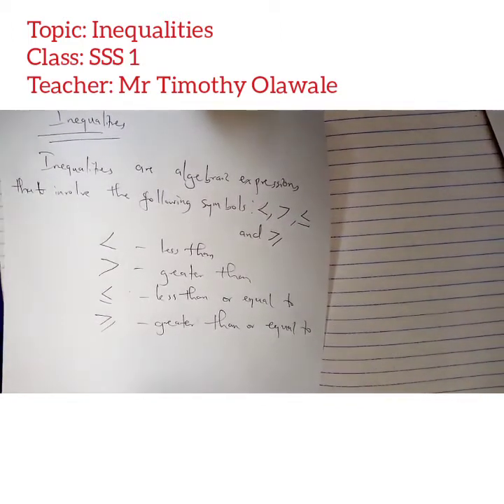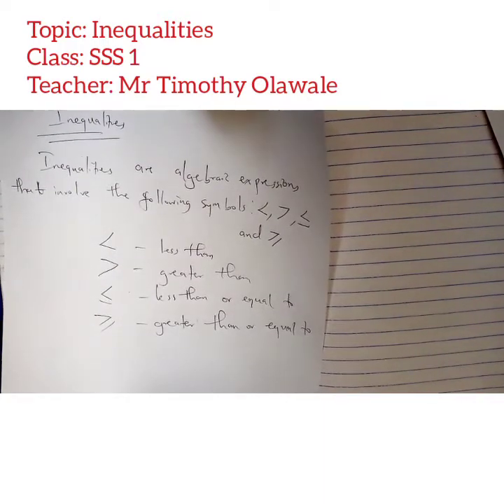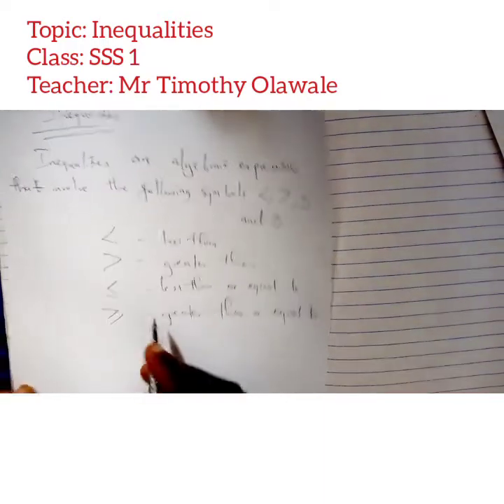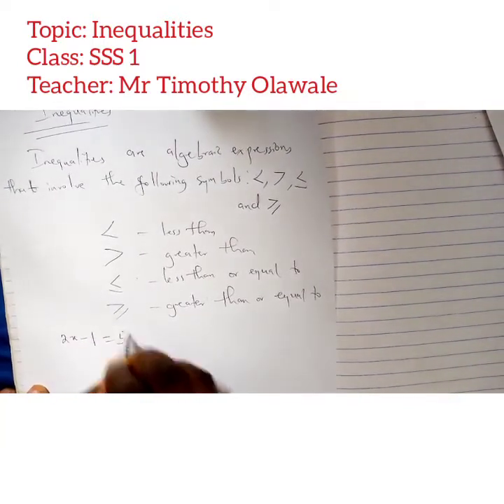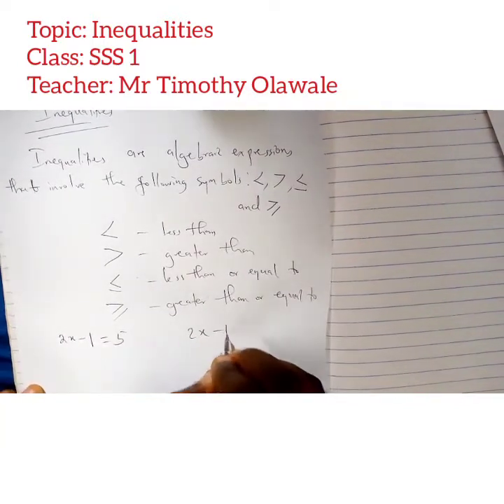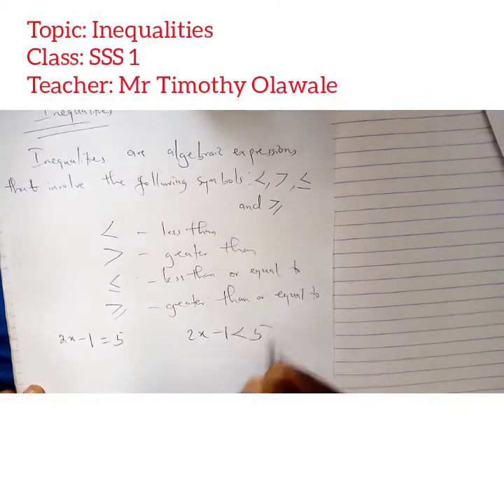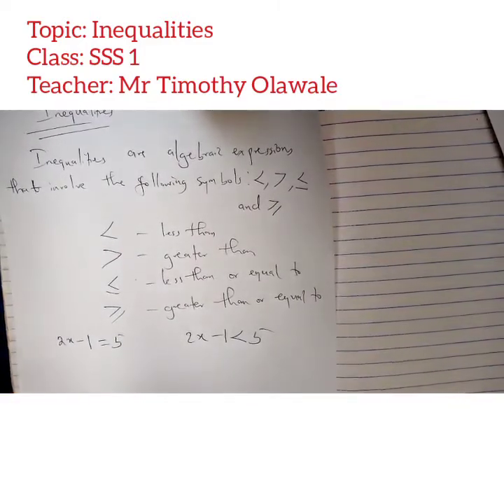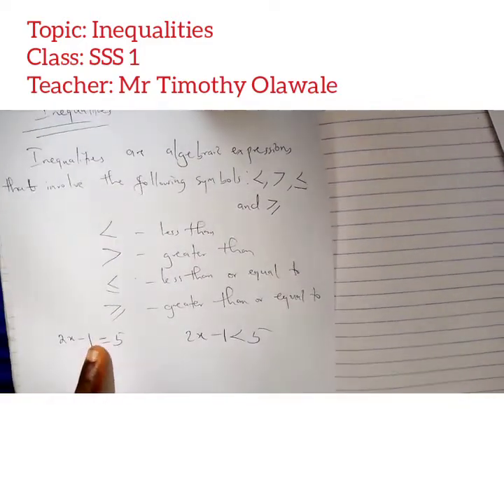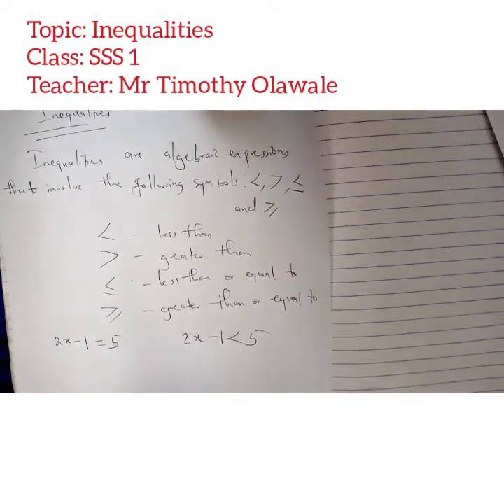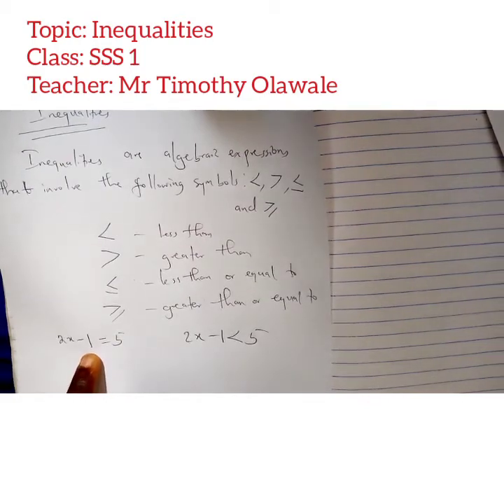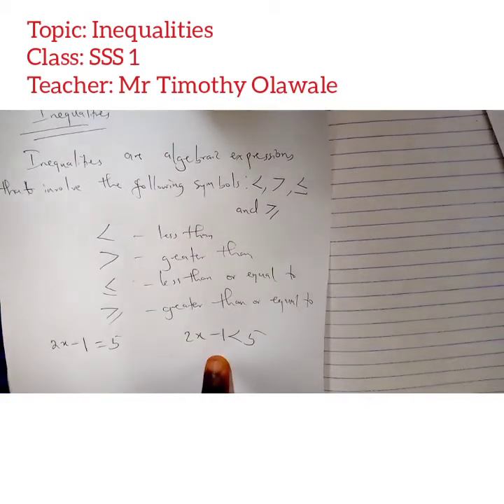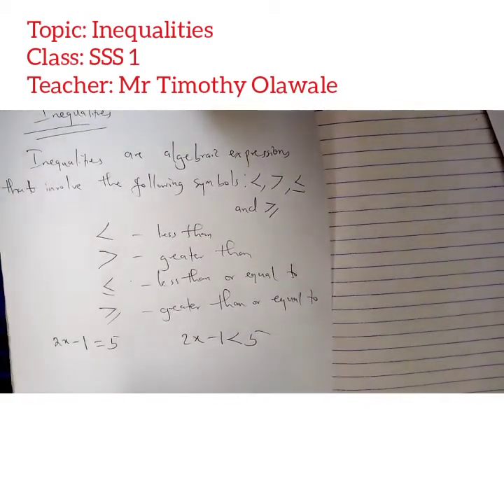Now I must say this. Let's look at something like this: 2x minus 1 equals 5, and 2x minus 1 less than 5. You see, this is an equation, this is an inequality. If you solve this, it's going to give you a definite answer. If you solve this, it's going to give you a range of answers.